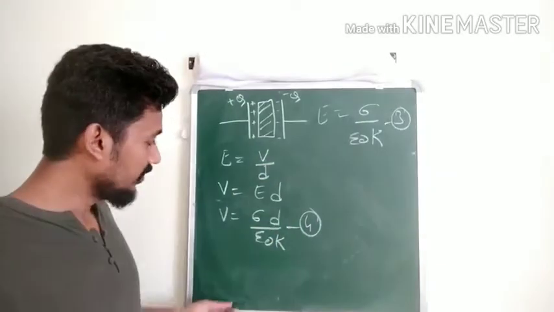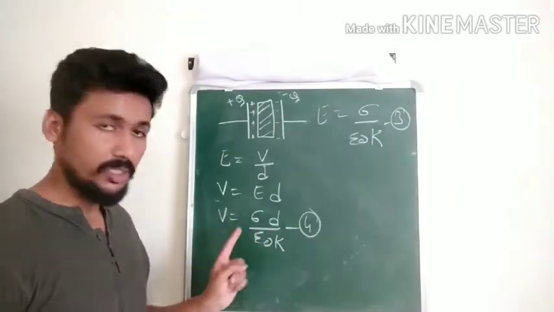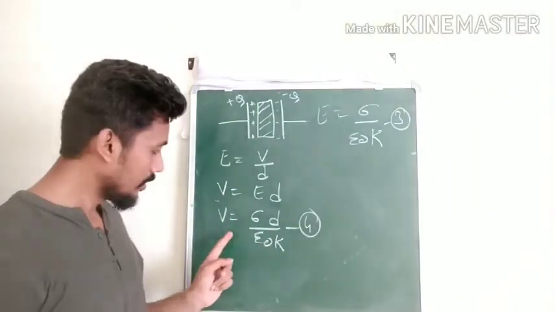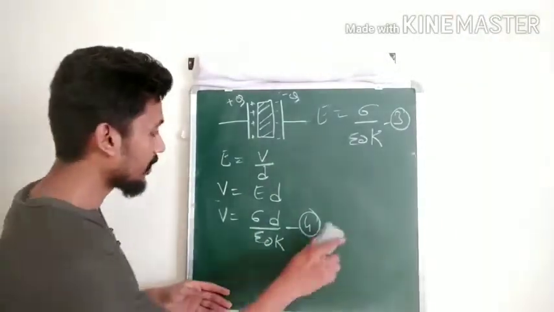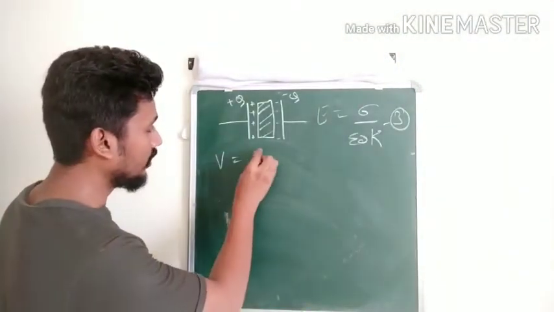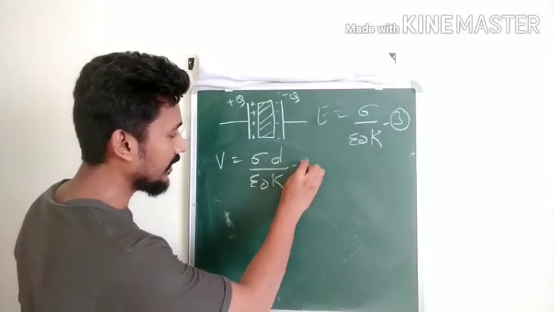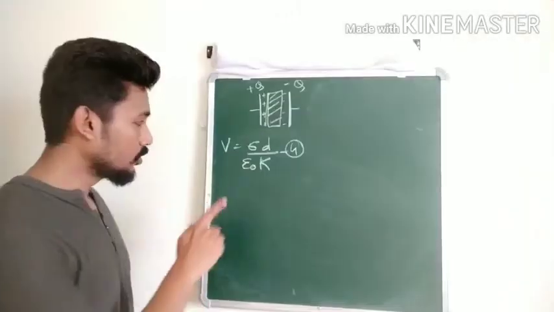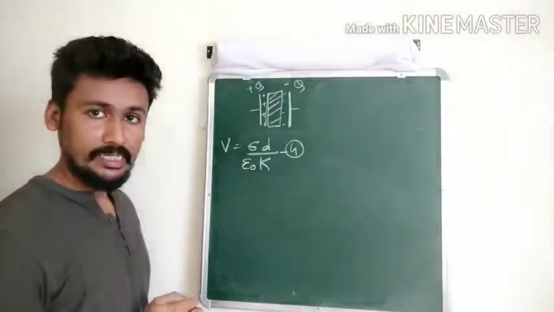Okay, so we can write equation 4 as V is equal to sigma D upon epsilon naught K. The value for potential difference can be given by sigma D by epsilon naught K. Okay, so V becomes equal to sigma D by epsilon naught K. That is equation number 4.